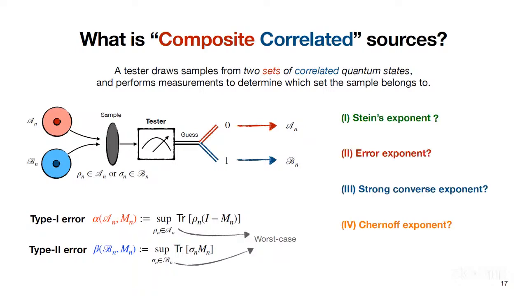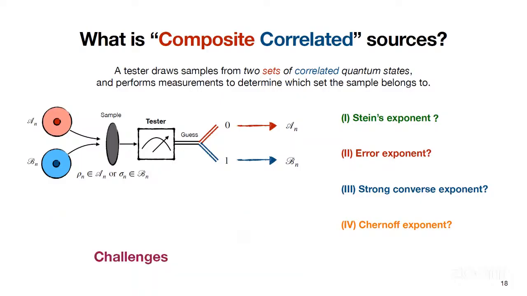Of course, once you have the type 1 and type 2 error probability, you can examine all of the previous scenarios to study the trade-off between type 1 and type 2 error probability and see what happens in the asymptotics.